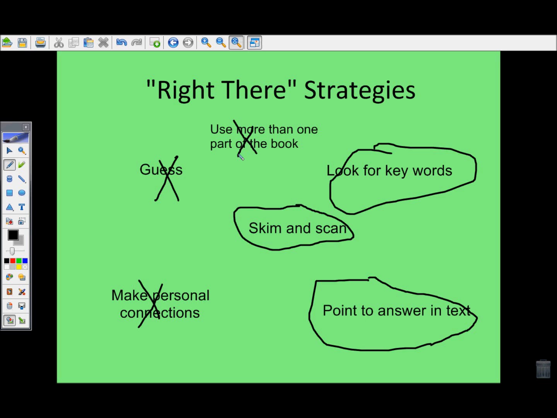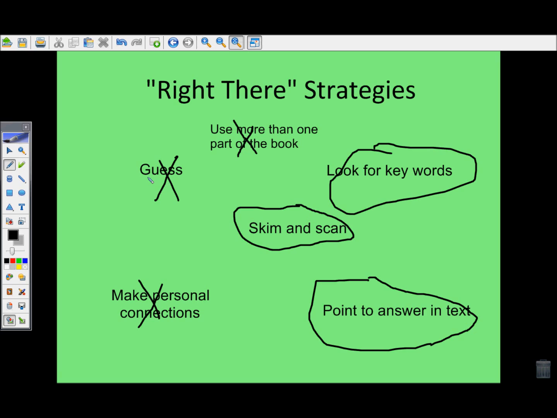Well, that kind of summarizes right there questions. Remember, you look for keywords in the question, and you skim and scan through the story to find those keywords, and finally you point to your answer in your story. You do not guess. Even if you think you know the answer, you still go back into the story and you point to the answer being right there.